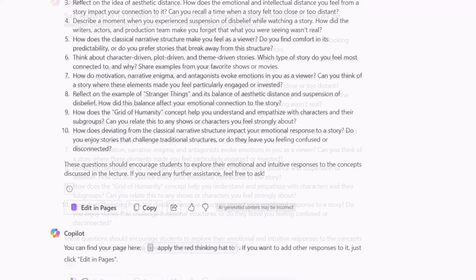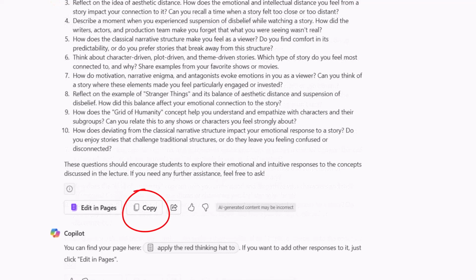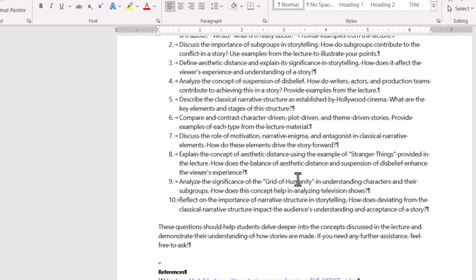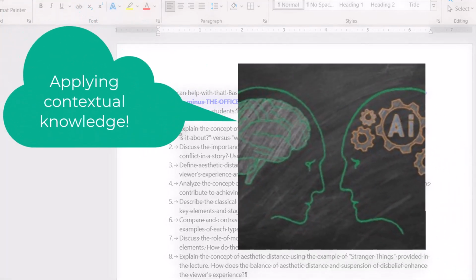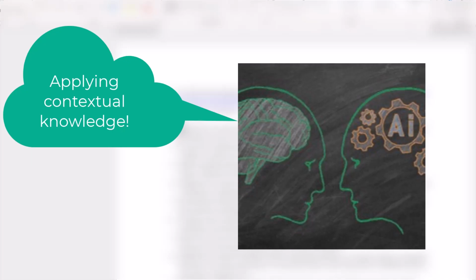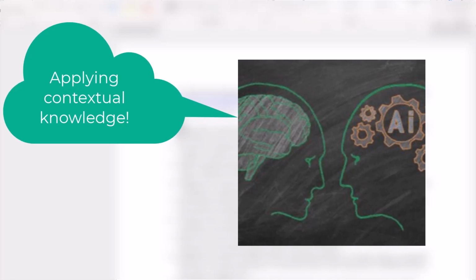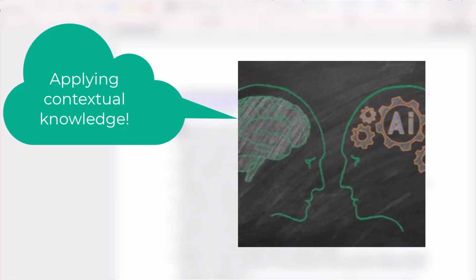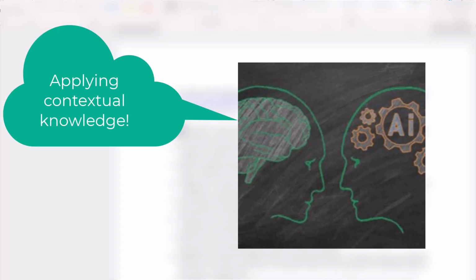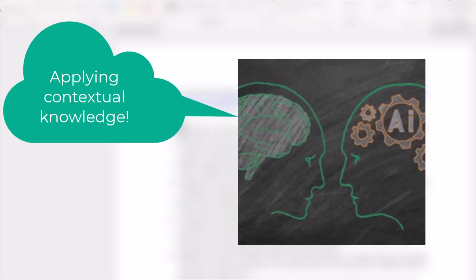The last step would be to copy the results either from the second output or the first output or both. So now I'm going to paste them into a Word document where I can apply my own contextual knowledge and resources from my own brain and maybe talk with colleagues about whether these questions are something that I would like to use. So that would be my third step of applying contextual knowledge based on the students that I want to be working with and based on what my goals are for this assessment.